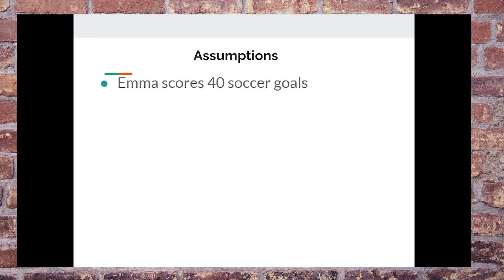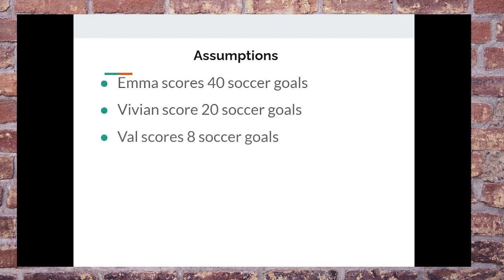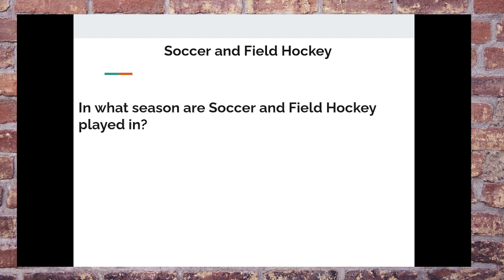All right, so there's the assumptions. Now we're going to assume Emma scores 40 soccer goals, Viv scores 20 soccer goals, Val scores 8 soccer goals. Both hockey and field hockey and soccer are played in the fall, so you have to make a choice. If Emma, Val, and Viv want to play soccer, they can't play field hockey. If they want to play field hockey, they can't play soccer. So Coach Casey and Coach Neville can battle this out.